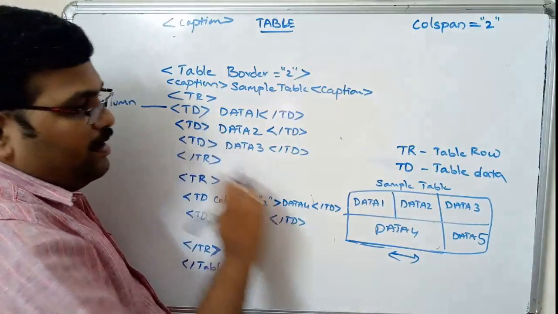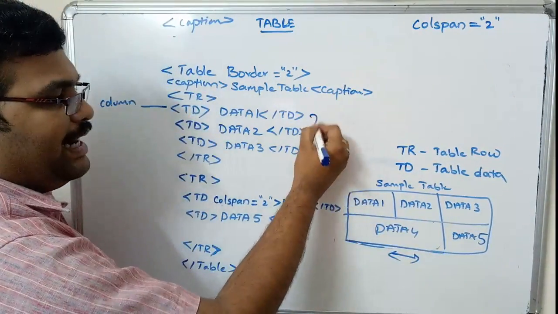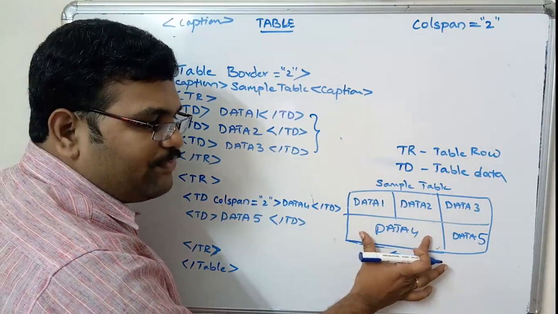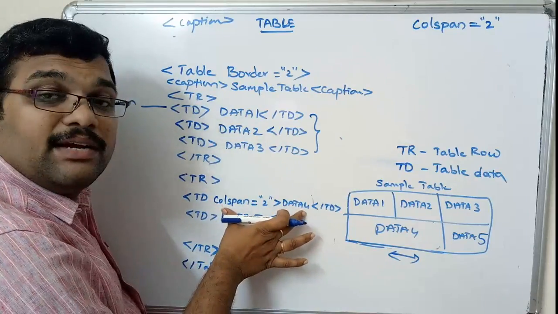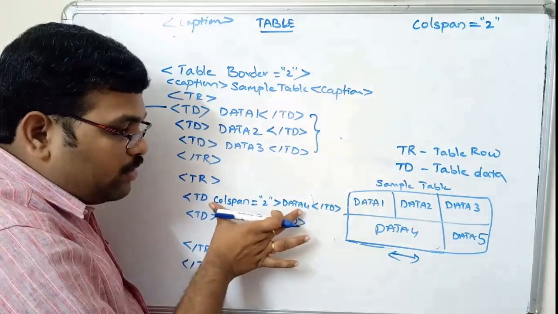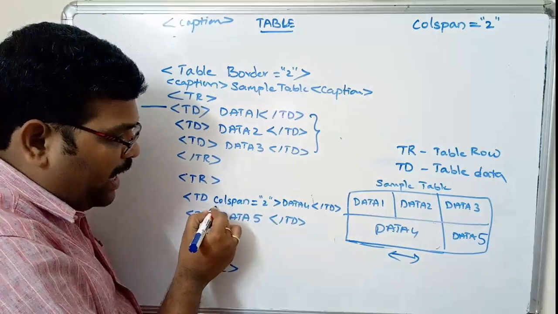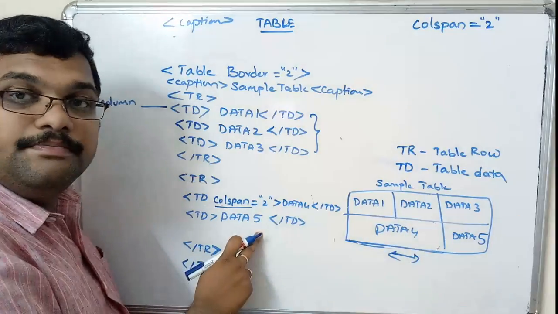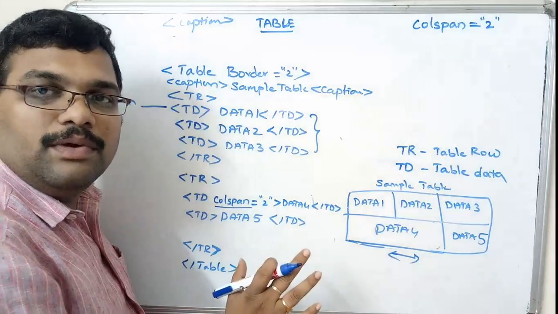Right? So here, the first row: first column, second column, third column. So the data is written like this. Coming to the second row, we want to merge the first two columns. So the first two table datas will be merged, that means those two cells should be merged by using the attribute colspan. So data 5 is displayed on the third one. Okay, so this one gives the output of this one.